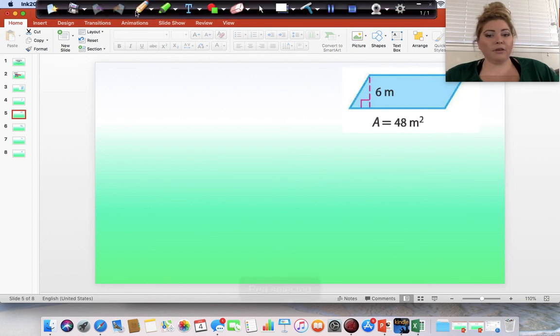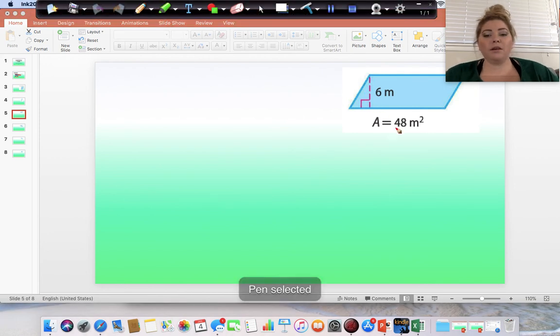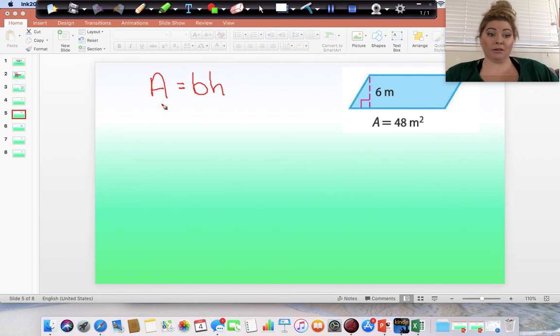Here's our next parallelogram. Okay, for this one, it tells us the area. Again, write your formula, area equals base times height. We know the area. So if you know the area, go ahead and put the 48 in for our area.